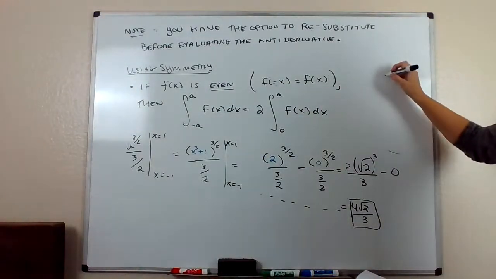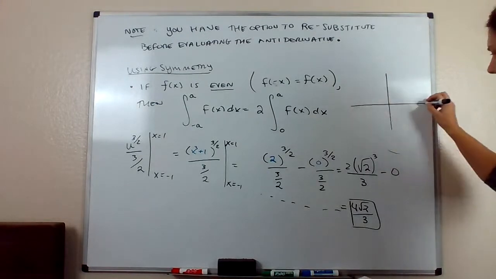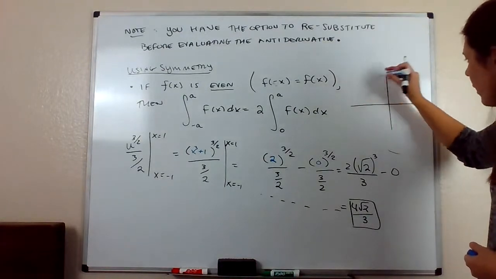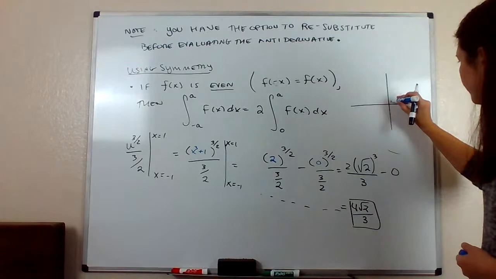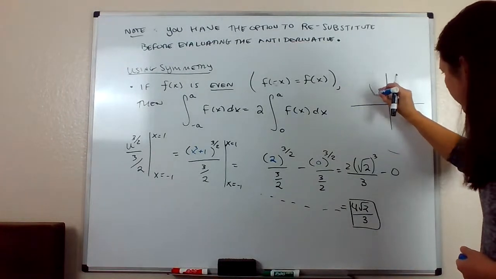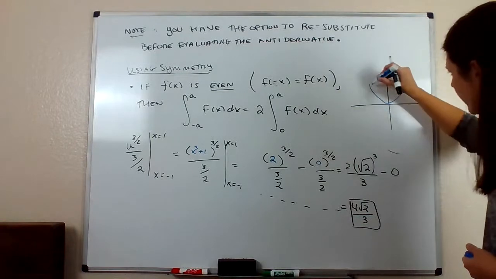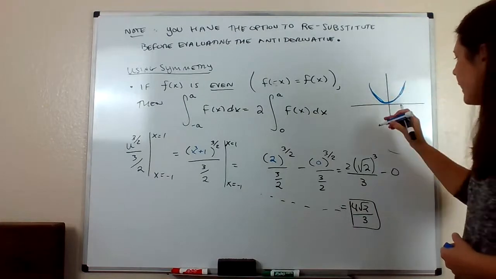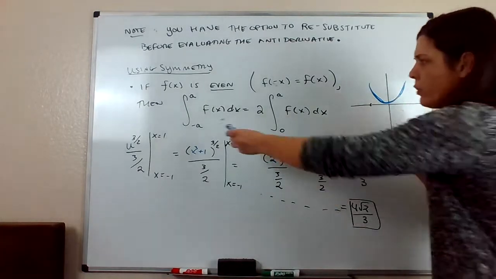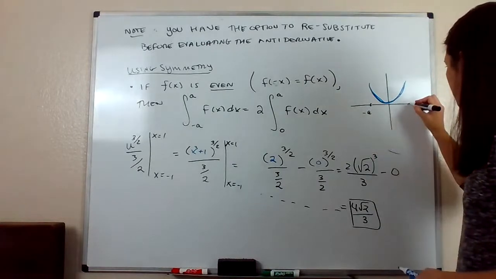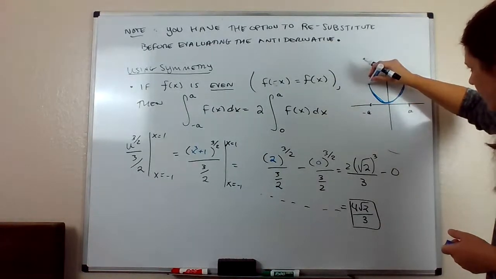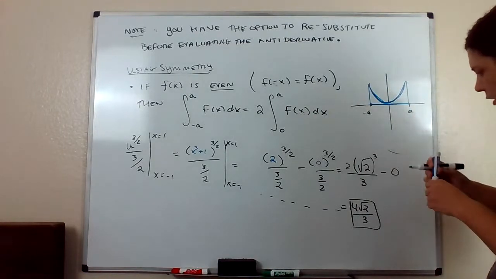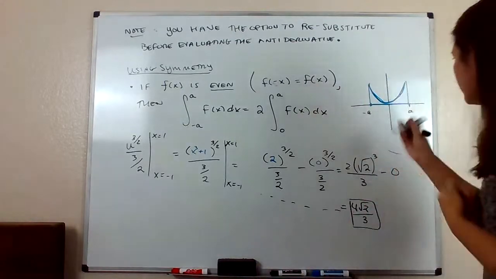For even functions, let's draw a quick sketch. I'll make one up. An even function has symmetry about the y-axis. So maybe my function does something like this, and I'm finding the area below my curve and above my x-axis. For my integral here, maybe this is negative a and this is positive a. And so we're finding this whole area here. Let's color it in a little bit so you can see it.